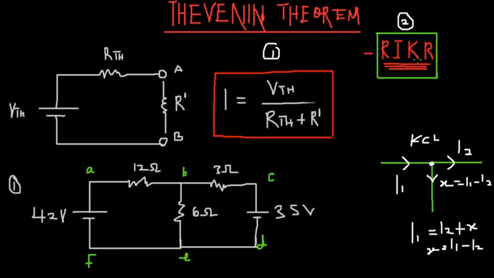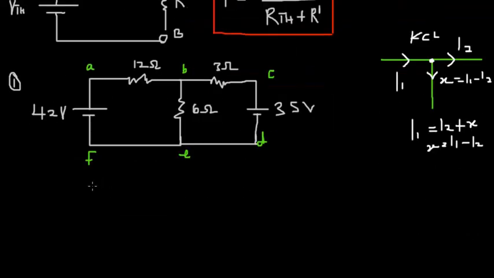The K is apply the KVL or KCL to find your VTH, and the last R is finding your RTH. So let's apply the method in the first example. You remove resistor, insert VTH, apply KVL, KCL, that's Kirchhoff's law, and then find your RTH. That's the RIKR. Now let's move on. We have to find the current in our 3 ohm resistor.